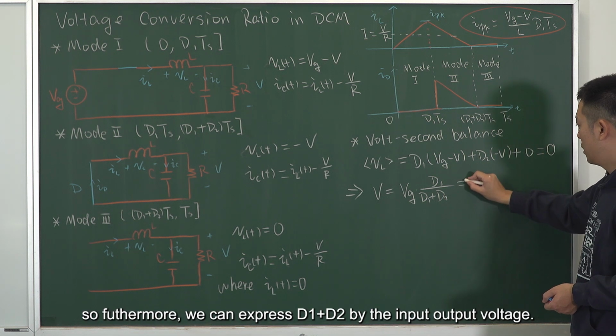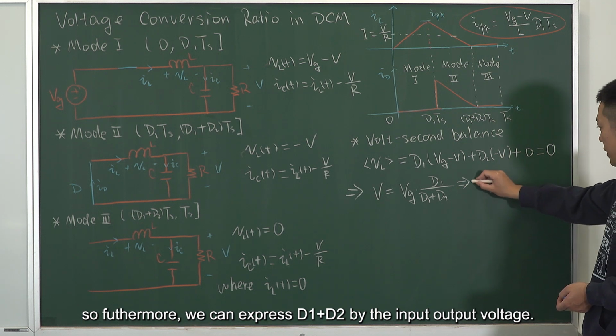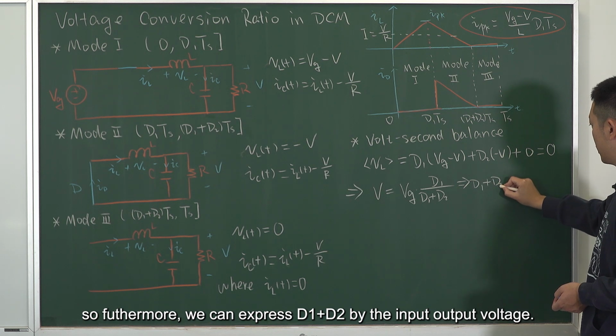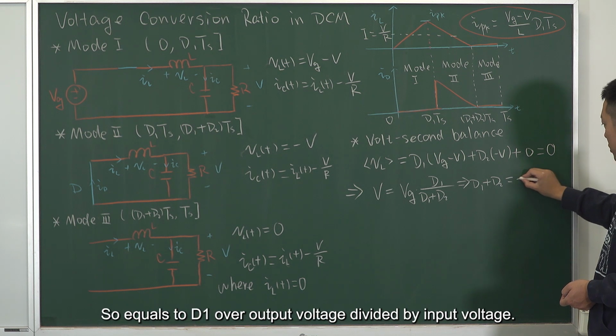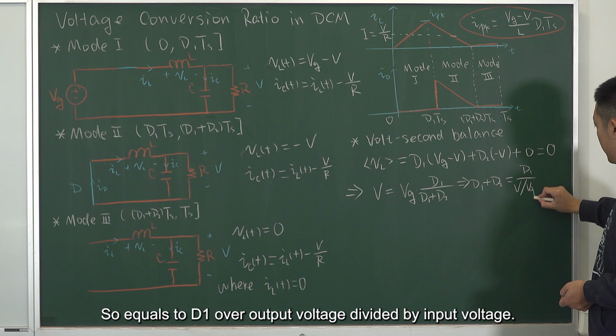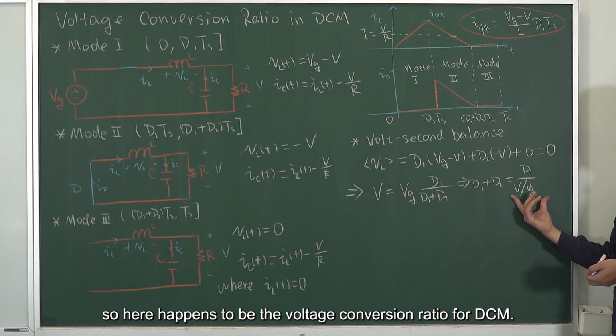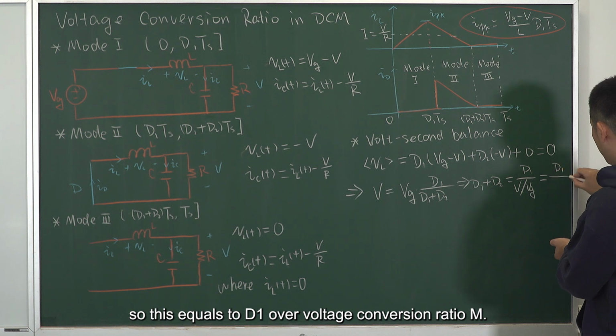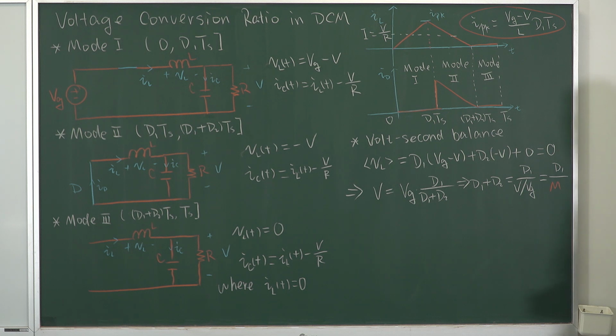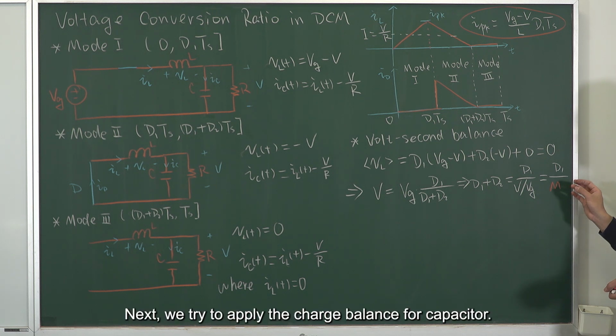Furthermore, we can express D1 plus D2 by the input and output voltages, which equals D1 over the output voltage divided by the input voltage. This happens to be the voltage conversion ratio for DCM, so D1 plus D2 equals D1 over the voltage conversion ratio M. And next, we try to apply charge balance for the capacitor.